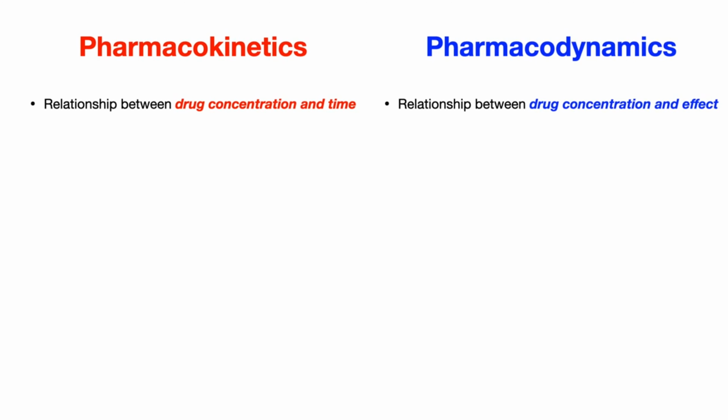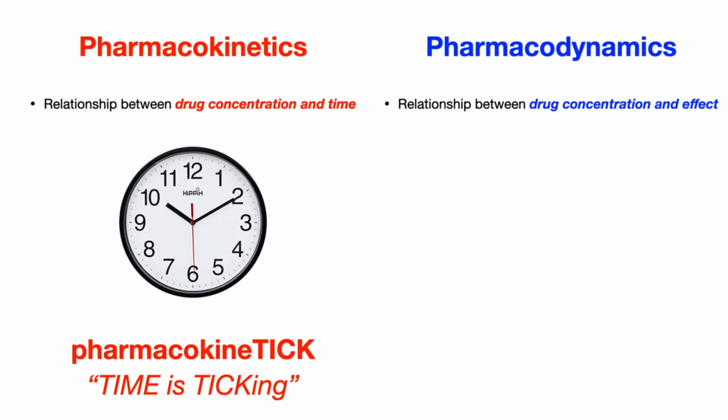The easy way to memorize this is to look at the word pharmacokinetic. So instead of saying pharmacokinetic, I want you to say pharmaco-kinetic, because time ticks on a clock. And this will remind you that pharmacokinetics is the one that worries about time, how drug concentration changes over time. And again, you'll remember that because pharmaco-kinetic, time is ticking on a clock.